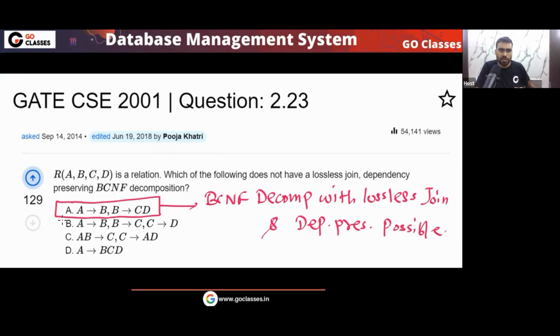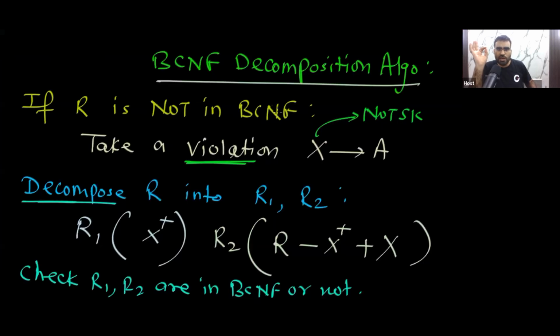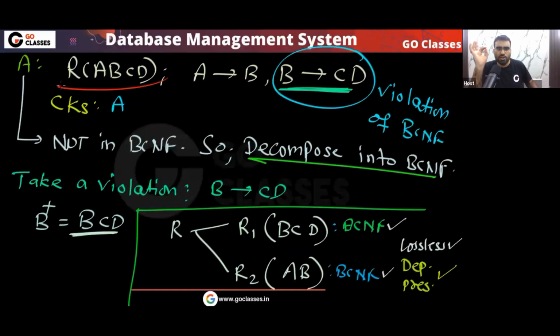Is this clear? So remember, the question is asking for the one that does not have it. So definitely option A is not the answer. Option A is clear to everyone? This is your option A. What did we do? First, we find out whether this is in BCNF or not. We found that this is not in BCNF.